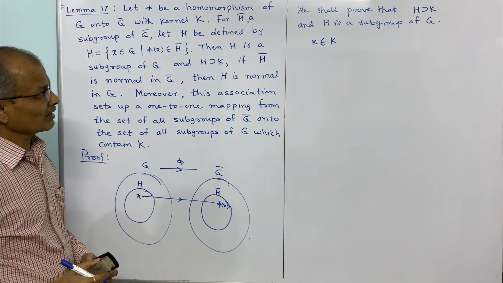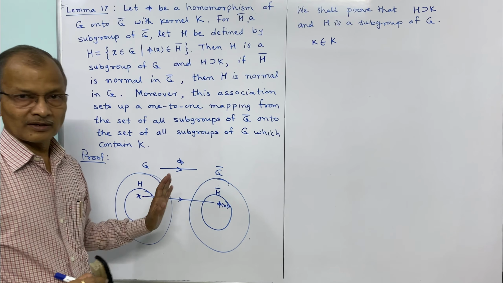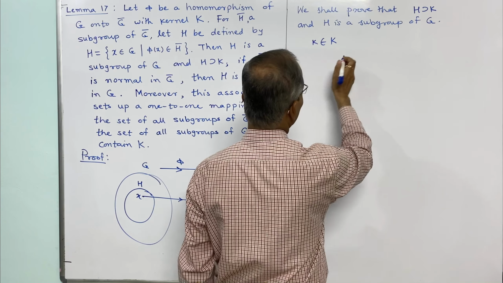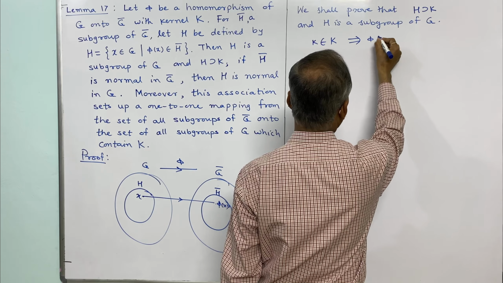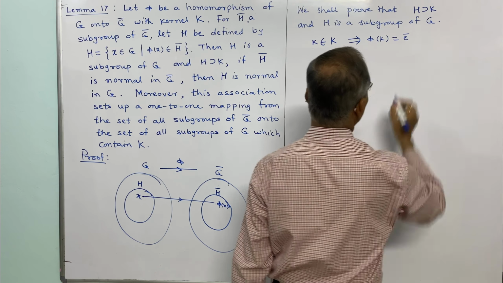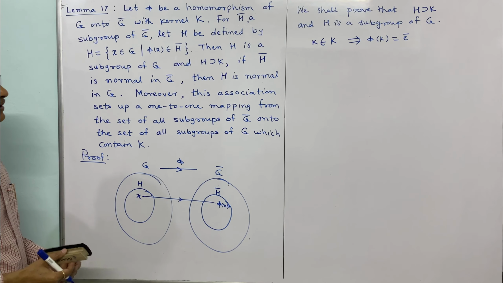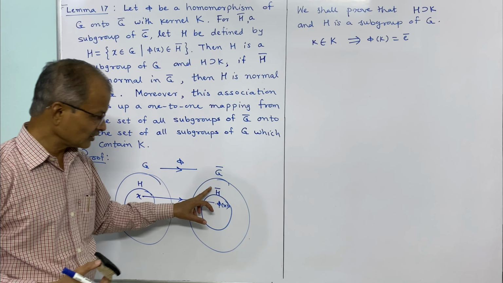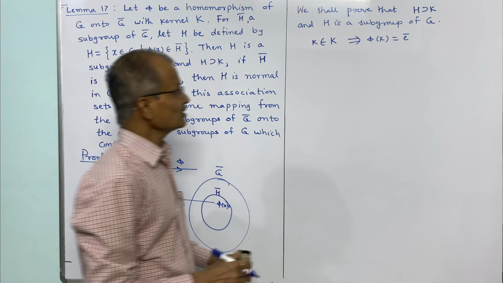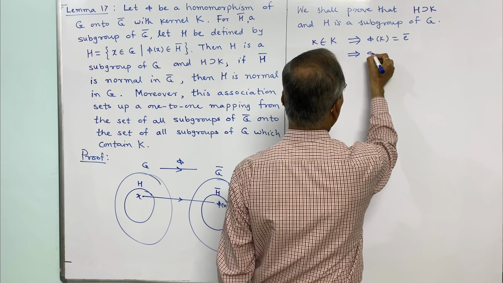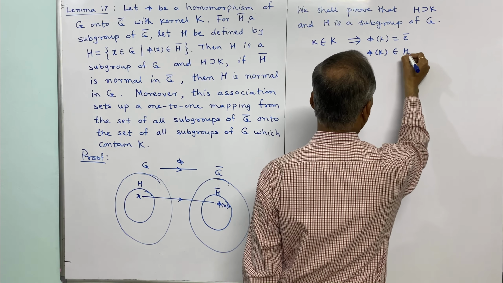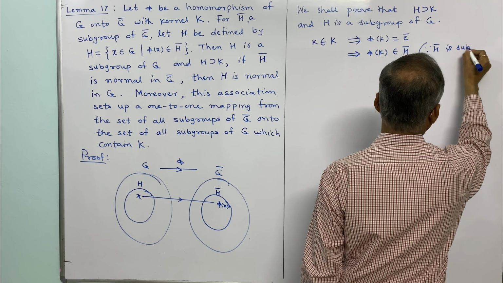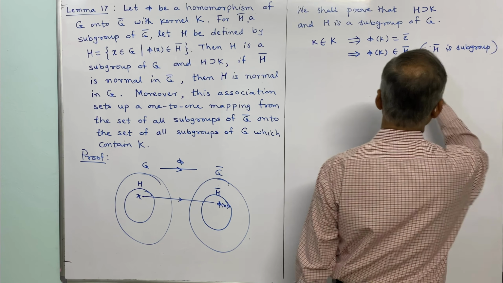And by definition of kernel, the image of every element in the kernel is the identity of G bar. So therefore, if k belongs to K, this implies phi of k is equal to e bar. And you see phi of k is e bar, and H bar is a subgroup of G bar, therefore e bar is in H bar. So this implies phi of k belongs to H bar since H bar is a subgroup. So it must contain the identity.